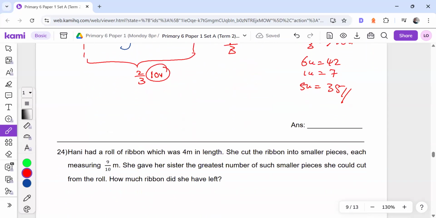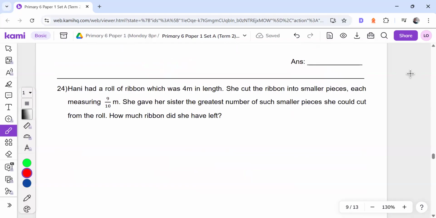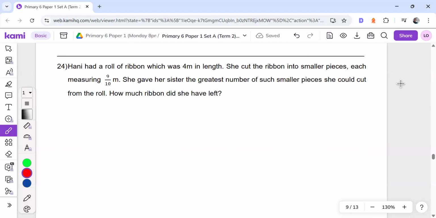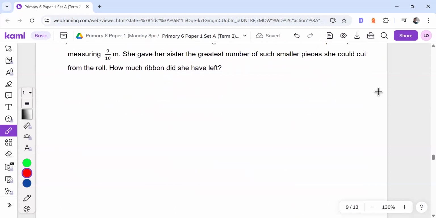Question 24. Question 24. Somebody is going to make a mistake again. So I can see your eyes already. Aubrey, is that you? We talked about this today. Okay, the answer is what? Okay, the answer is 2/5. 2/5 meter. Anyone get it correct?